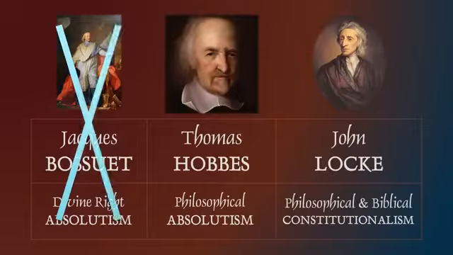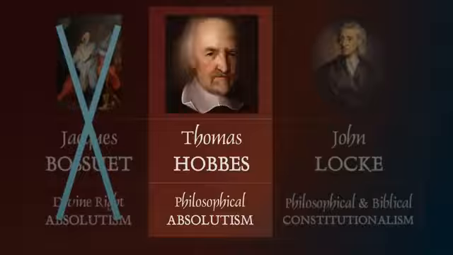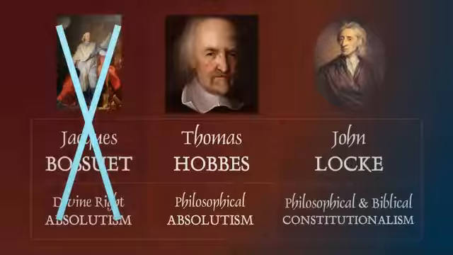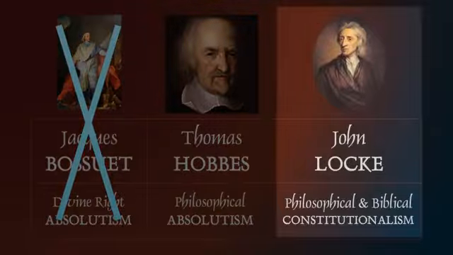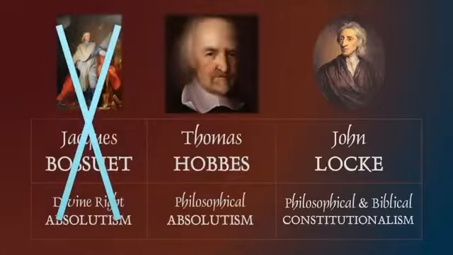Both Hobbes and Locke reject the idea of divine right, and Hobbes is going to advocate for absolutism like Bossuet does, but it's going to be a philosophical absolutism, where John Locke is going to advocate for constitutional government, a limited government, and he is going to use both philosophical and biblical justifications for his argument for constitutionalism. So Hobbes and Locke are both going to give us two versions of a social contract.